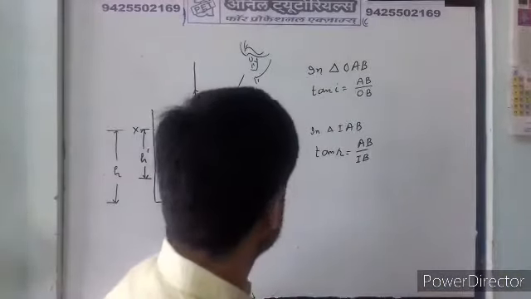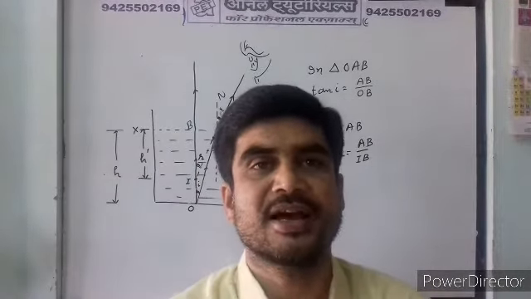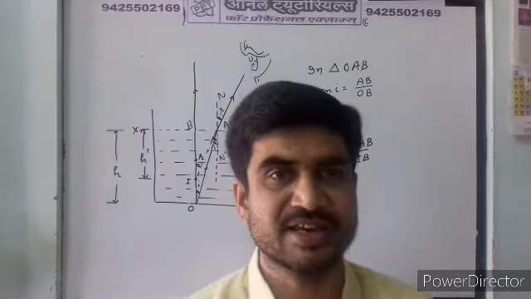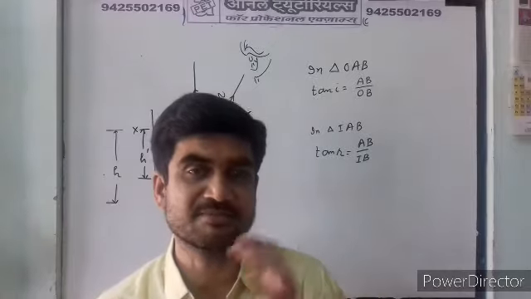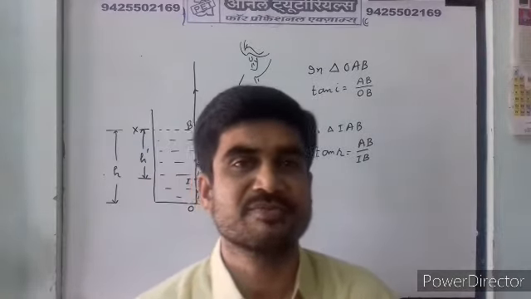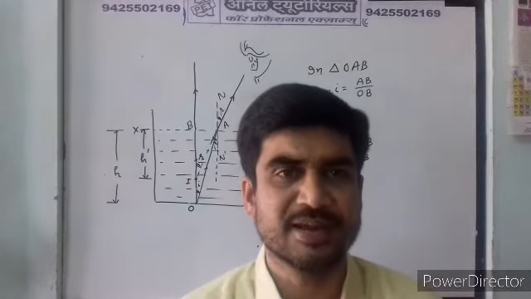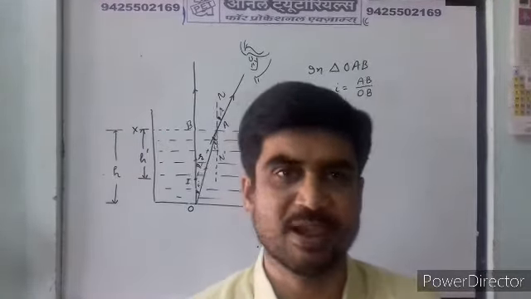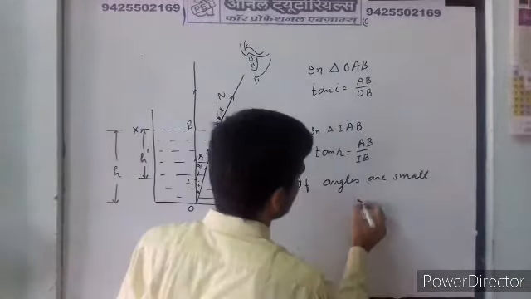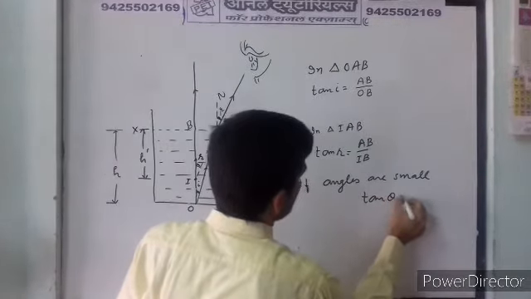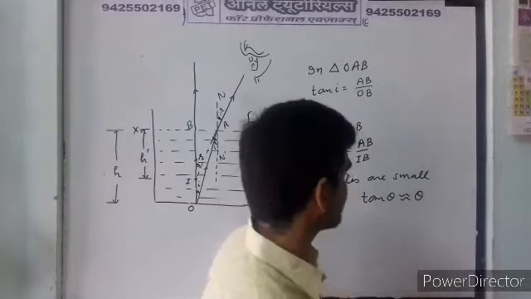Now children, if the angles are very small, meaning angle I and angle R are very small, and it is measured particularly in radians. Remember, angles are measured in radians. So when the angles are small and measured in radians, the tangent of the angle is equal to the angle itself. Means when the angle is very small, then tan theta is equal to theta. Remember, it is in radians.